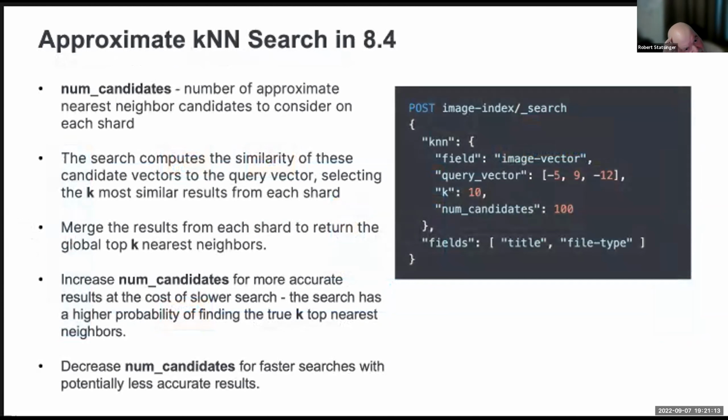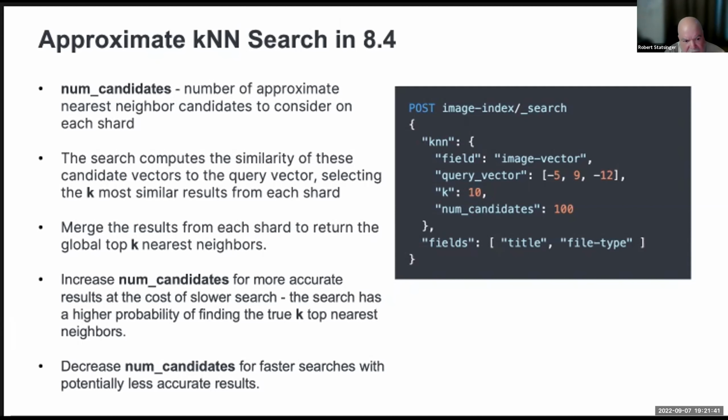So here's what this looks like in 8.4, which is the newest release of the platform. You can tune this regime. There's a couple of key parameters here. The num candidates parameter is the number of approximate nearest neighbor candidates to consider on each shard in an index. The search computes the similarity of the candidate vectors to the query vector and selects the k most similar from each shard.